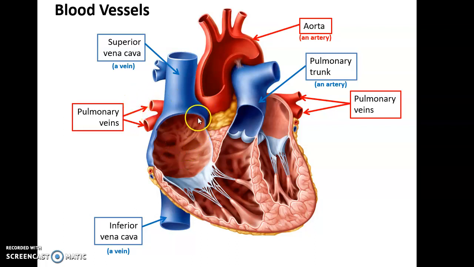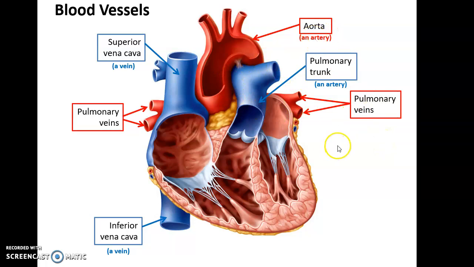And then we have the pulmonary trunk, which is an artery carrying blood to the right and left pulmonary arteries that then go to the lungs. And then, of course, we have the pulmonary veins, right and left pulmonary veins carrying blood to the left atrium. And then, of course, the aorta carrying blood to the entire body.